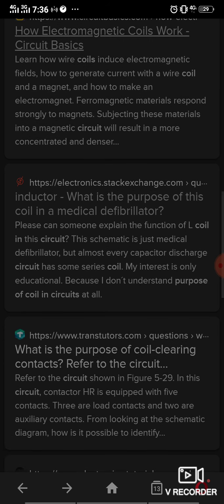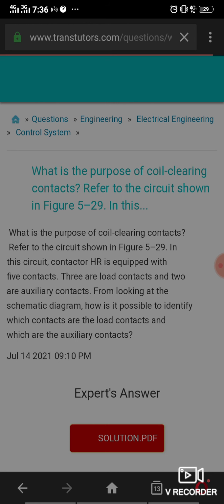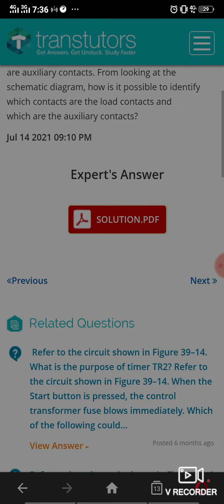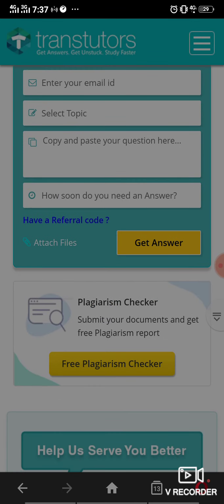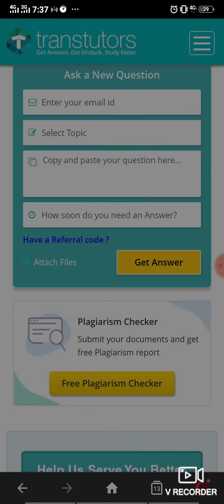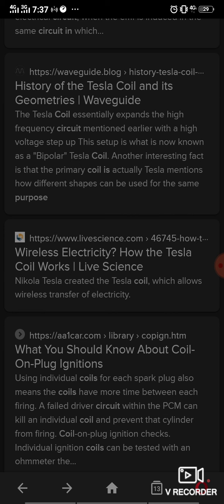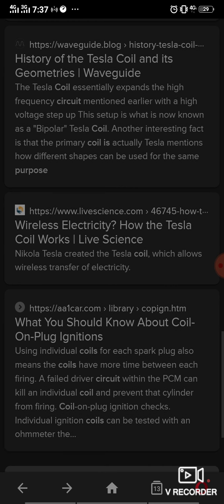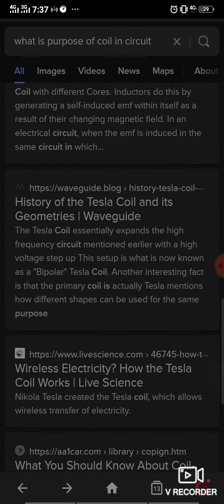Now, what is the purpose of the ignition coil? In this link I will discuss it, but this is not helpful for us. We go back and search for another: what you should know about coil ignition.